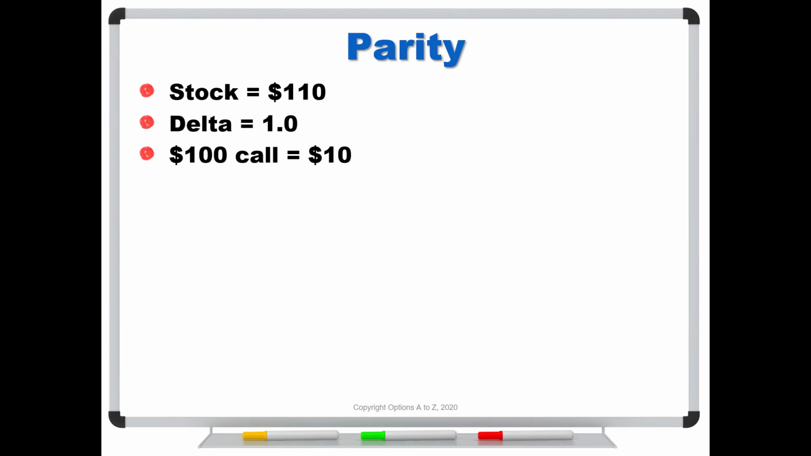This would be a parity condition, which means that this call option isn't really even a call. It's stock. That's what it means to be trading at parity. Parity means it's equivalent to stock.